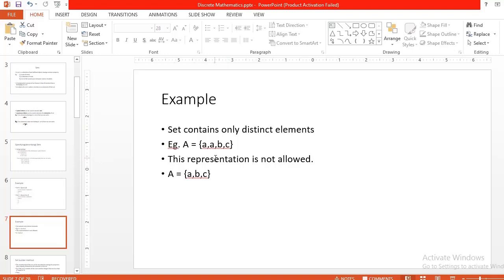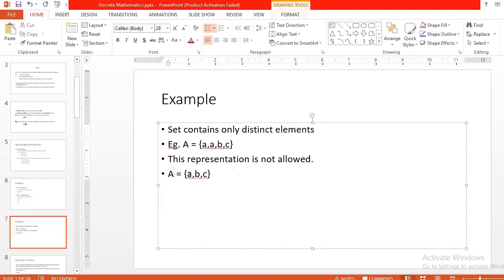So the example is A = {A, B, C}. But here the set A is denoted with A written twice. So this representation is not allowed. If you represent it this way, it is still considered as three elements. Anyone can understand there are only three elements, not four. But this representation is not recommended. The recommended representation is A = {A, B, C}. So repetition is not allowed or not recommended.